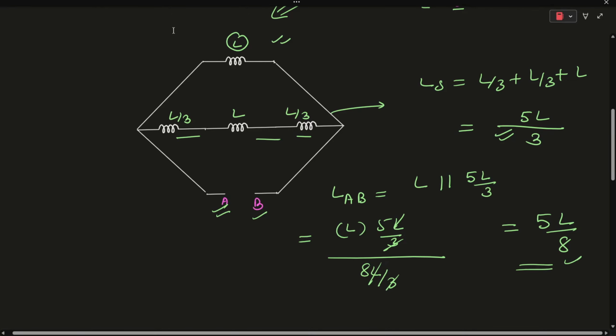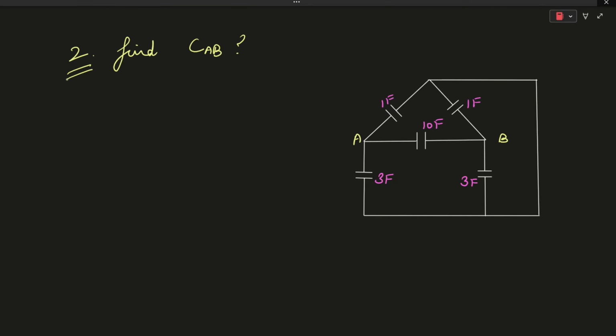So I hope it is clear. Let's solve the second problem. In this problem, we need to find the equivalent capacitance across the terminals A and B.